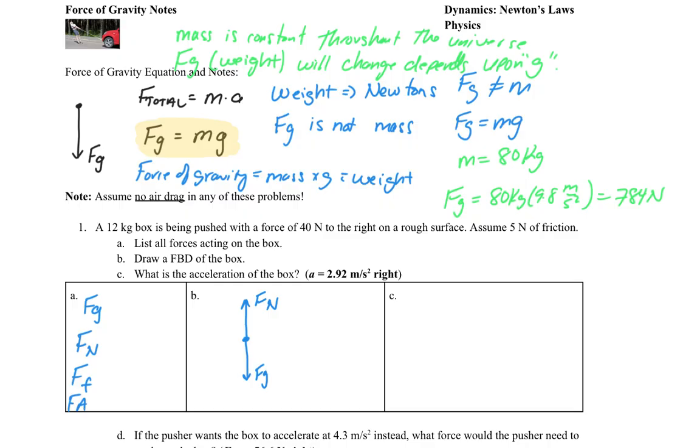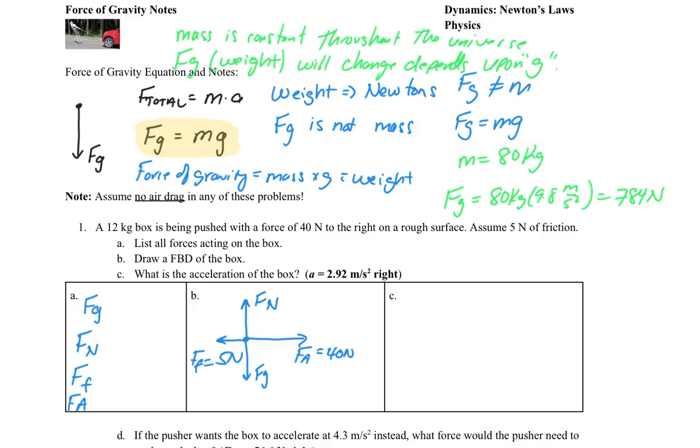In the horizontal direction, however, I know I have this applied force, and I can just put F applied is equal to 40 newtons. And then in the opposite direction, because I know friction acts in the opposite direction of sliding, I know that the force of friction is equal to 5 newtons. So there's my free body diagram.